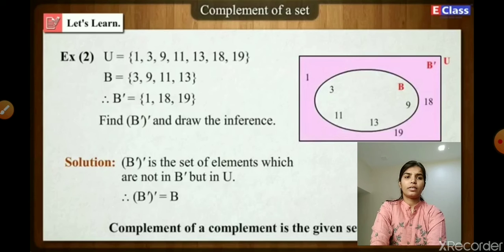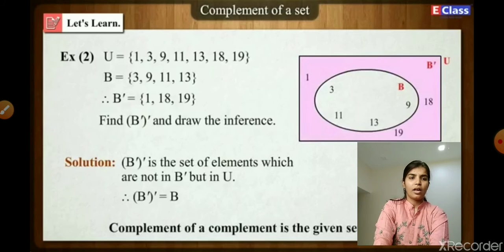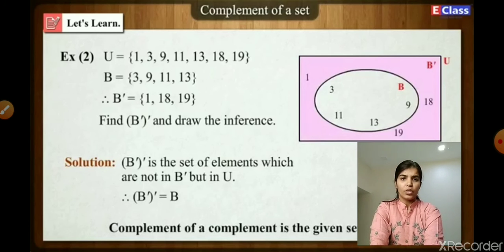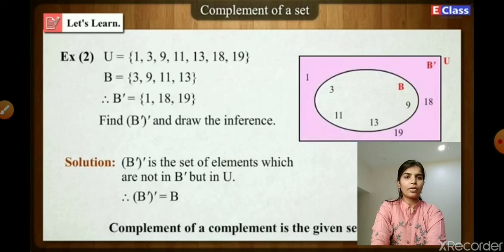So set B has the elements 3, 9, 11, 13. Okay, so we draw the set B by the oval shape, and then next we have to find out the B dash. So you see that only 3 elements are outside of the set B in U. So complement of a complement is the given set. Understand? So this is about the complement of a set.